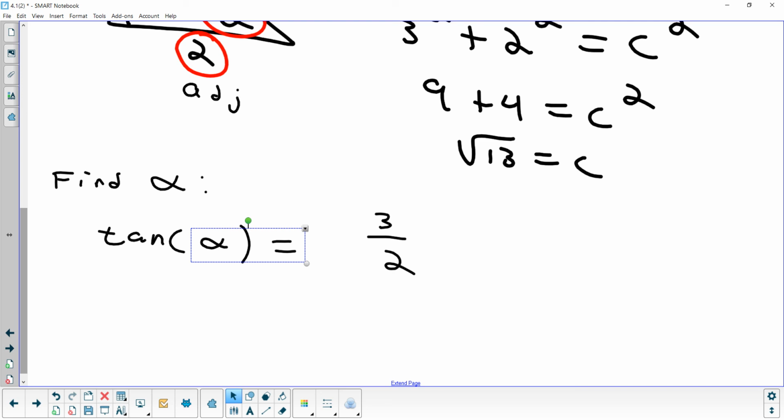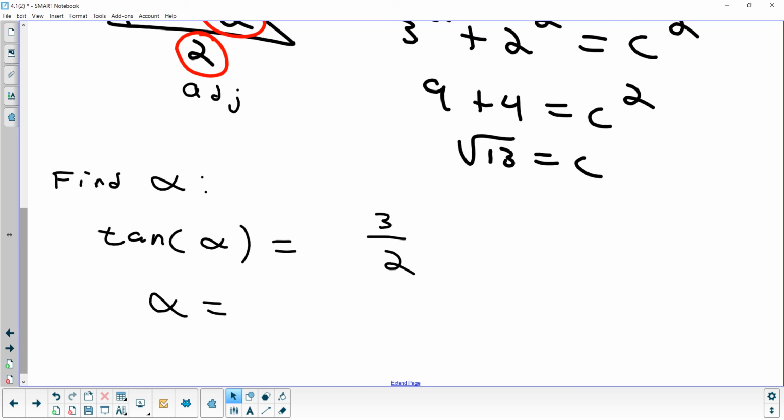Raymond, what's preventing alpha from being by itself right now? Okay, so there's parentheses. What else? Like, what's preventing x from being by itself in this case? The square root, because there's something there. What's preventing alpha from being by itself in this case? Well, let me erase that.